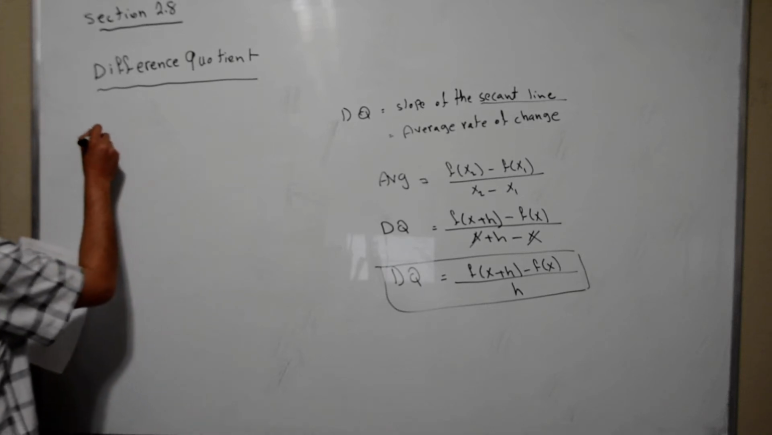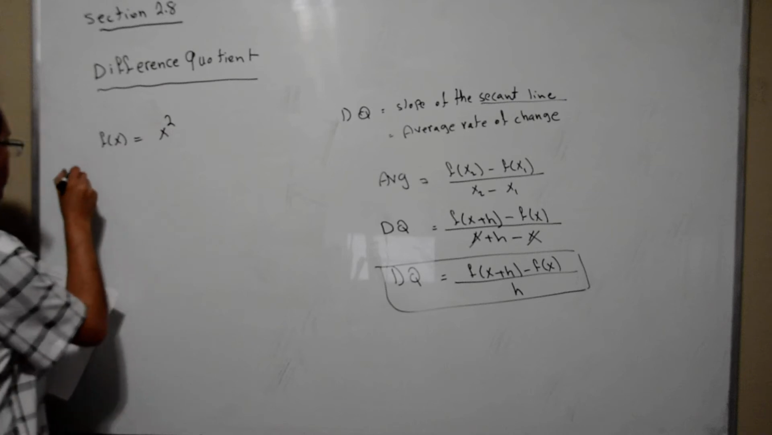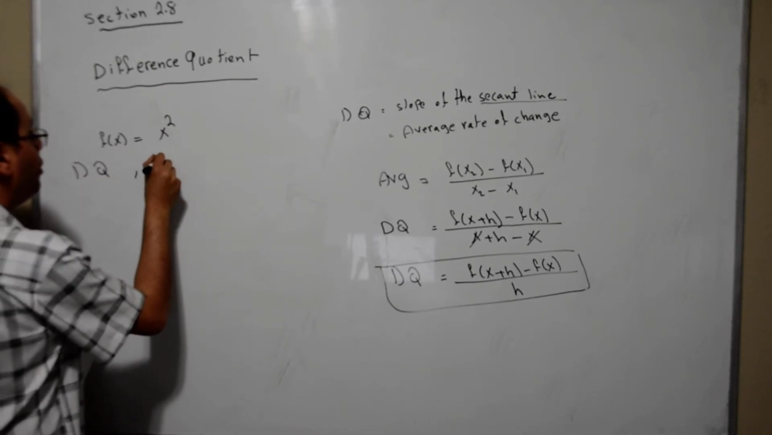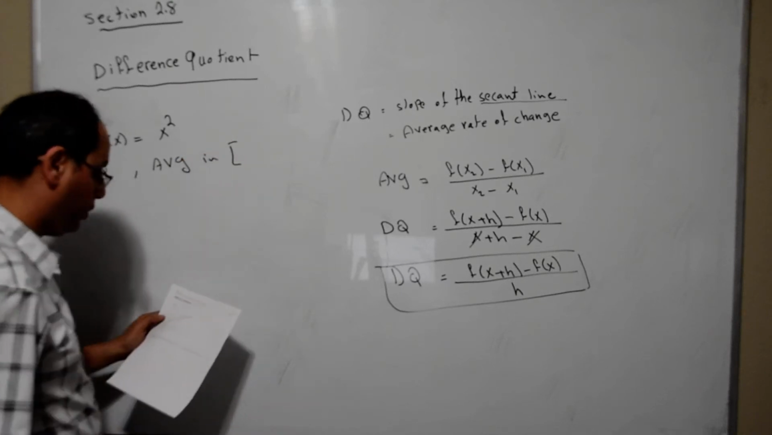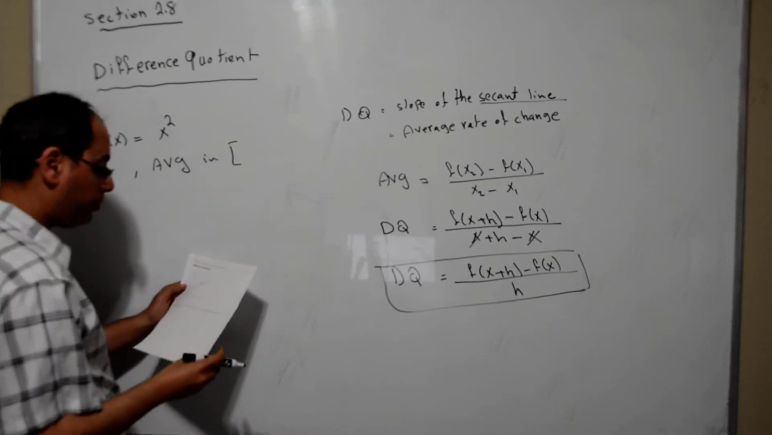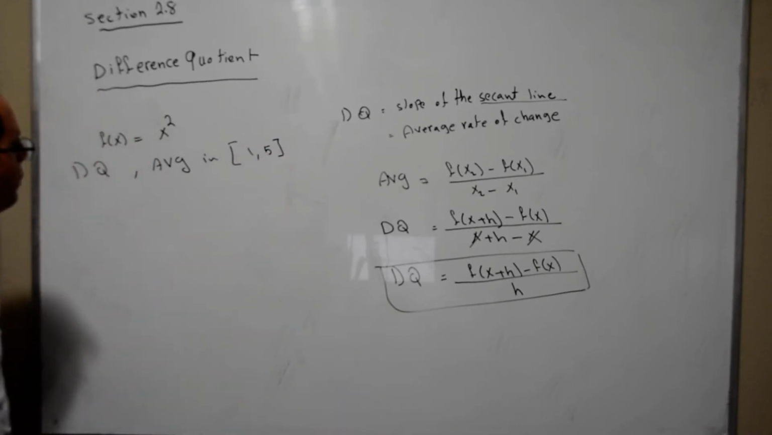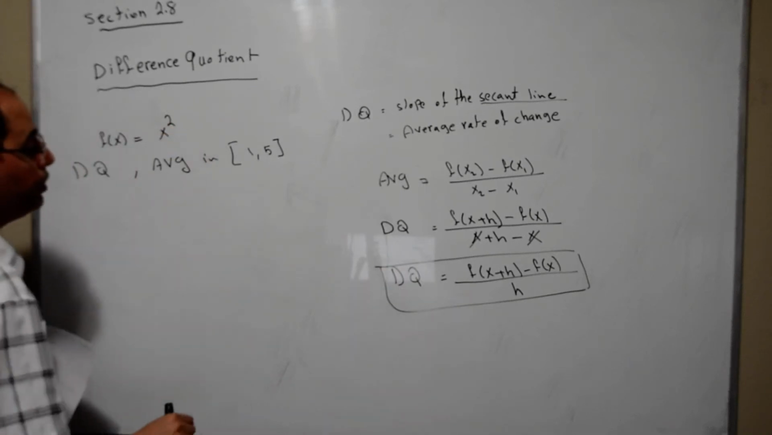Example 4. So f of x equals x squared. I need to find the dq and the average rate of change within the interval 1 and 5. Okay, so I'm going to apply this formula for x squared.